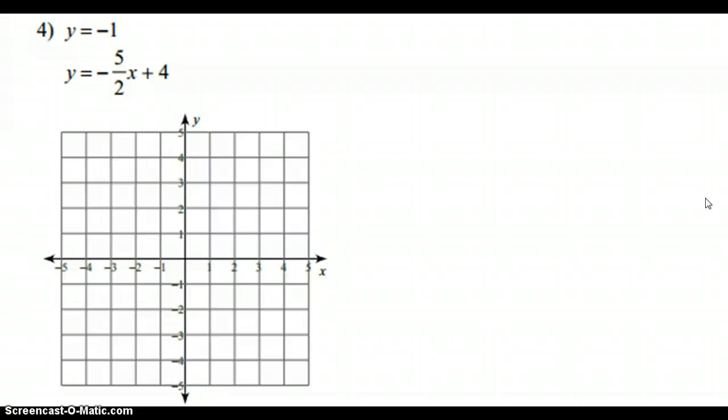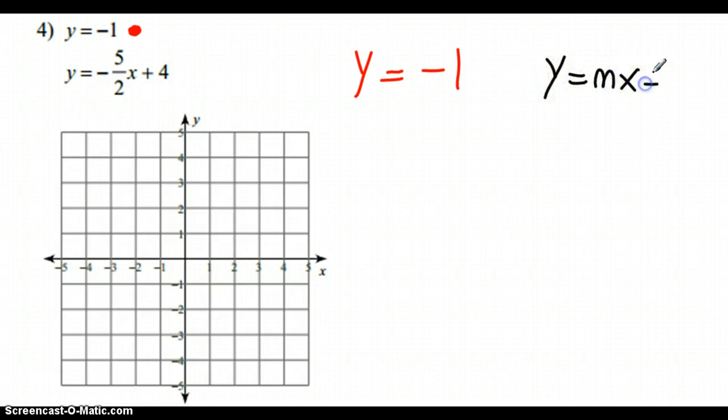Alright, here is number 4. The reason this one's a little different is because my first equation doesn't have everything that we're accustomed to. It just has y is equal to -1. Now, if we think about this in terms of y is equal to mx plus b, you may see, hey, I'm missing this m and x part, which means my slope is 0. The slope is 0, so we'll talk about what that means. But my y-intercept is still -1.